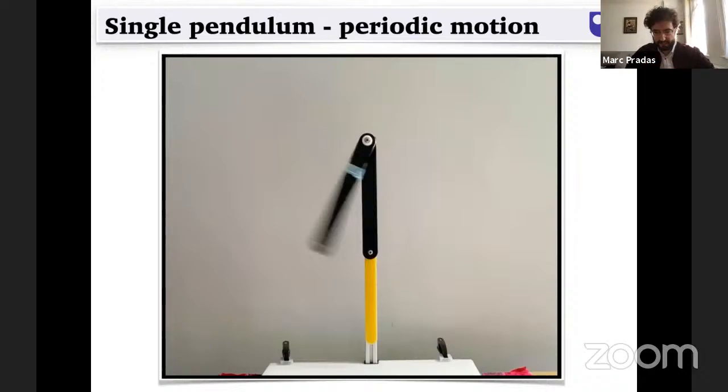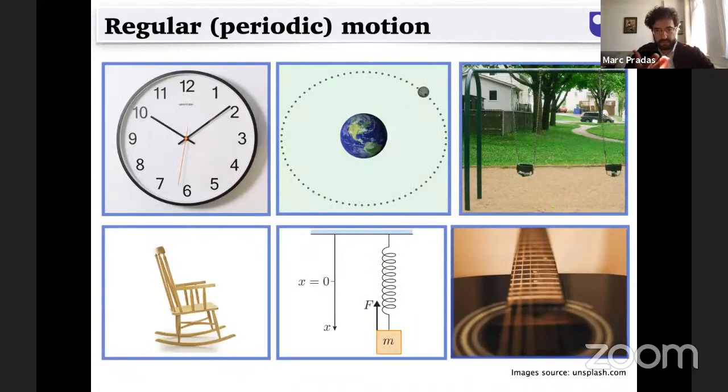So this is not chaos. But even though this is a very simple type of motion, it is something that we observe in many different daily life experiences. For example, the ticking noise of a clock, the motion of a swing, or of a rocking chair. All of these are examples of periodic, regular motion that repeats over time. So this is not chaos, and these are very simple types of motion that are very regular.